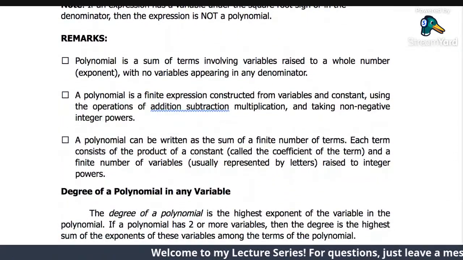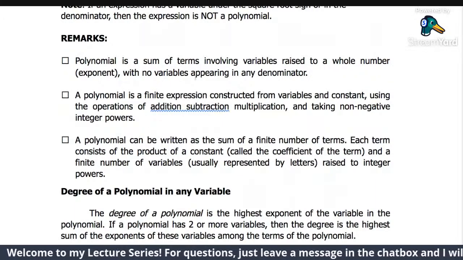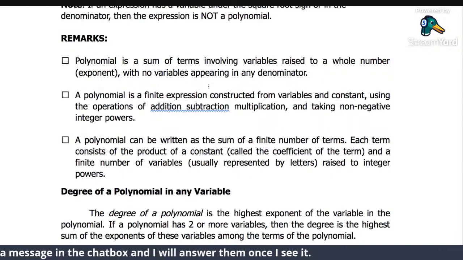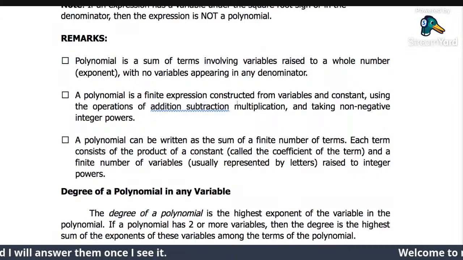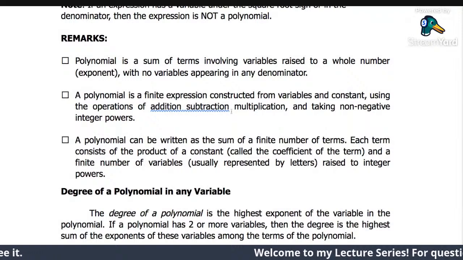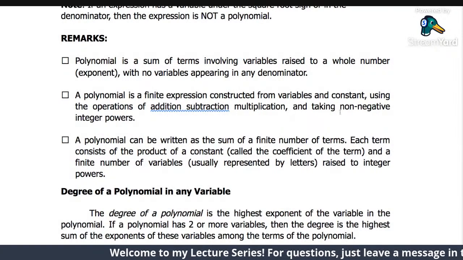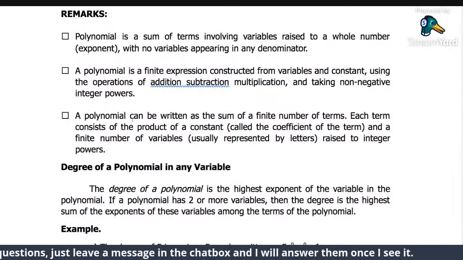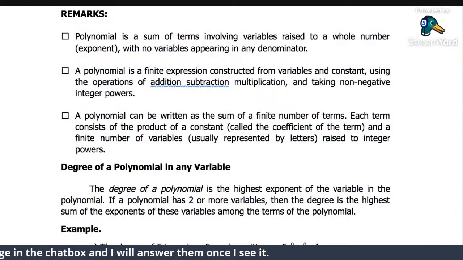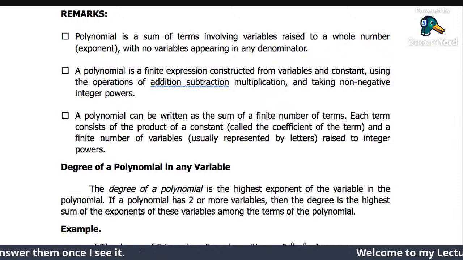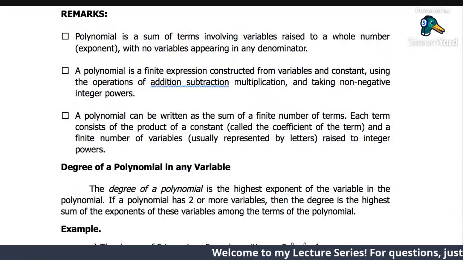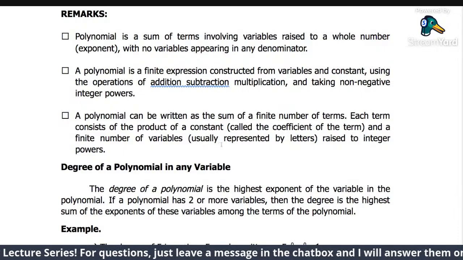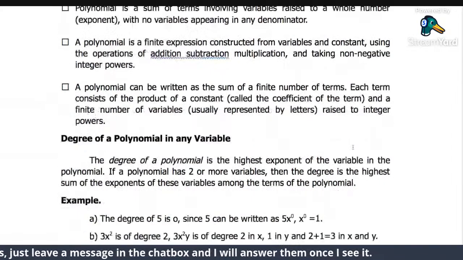So we have here, a polynomial is a sum of terms involving variables raised to a whole number with no variable appearing in any denominator. A polynomial is a finite expression constructed from variables and constants using the operations of addition, subtraction, multiplication, and taking non-negative integer powers. Okay, so that's what we mentioned based on the definition earlier. A polynomial can be written as a sum of a finite number of terms. Finite meaning it terminates, it ends. Okay, each term consists of the product of a constant called the coefficient of the term and a finite number of variables, usually represented by letters, raised to integer powers.